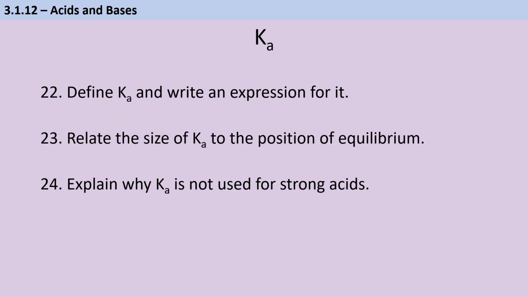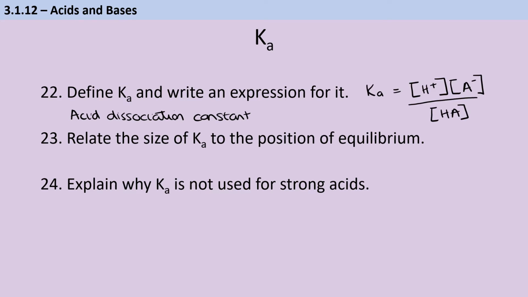Ka is the acid dissociation constant, and when you write an expression for this, as with all of these constants, we want to have the products on the top and the reactants on the bottom, and because we're interested in concentration, we need square brackets. So you should have an expression that looks something like this. Now, the larger Ka is, the more of those products you have, the more hydrogen ions and the more anions, and this tells you that it's more dissociated, and therefore tells you that it's stronger.